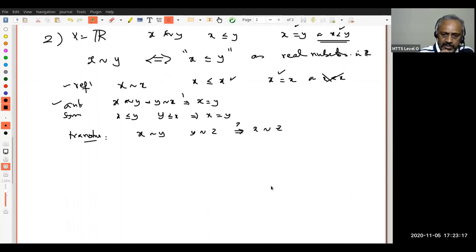That is of course obvious, right? Why? X is related to y means x is less than or equal to y. This means y is less than or equal to z. Therefore, this means x is less than or equal to z. But that is the same as saying x is related to z. You understand?